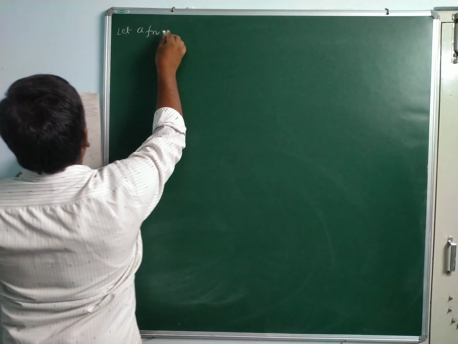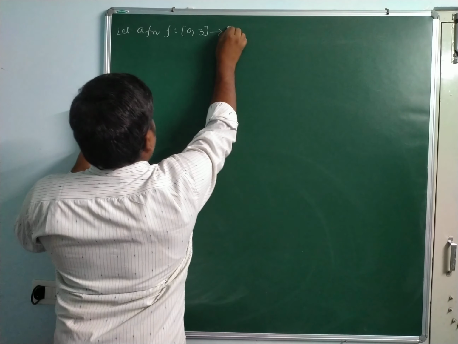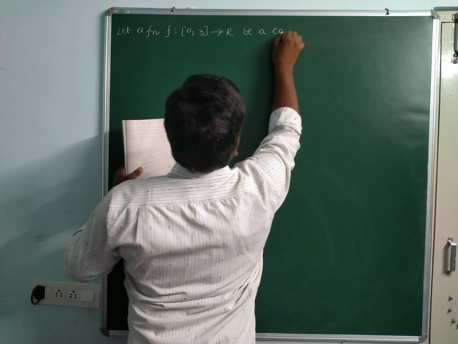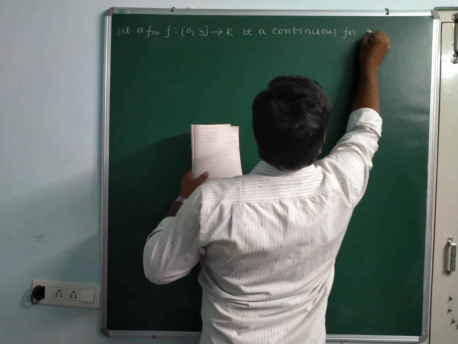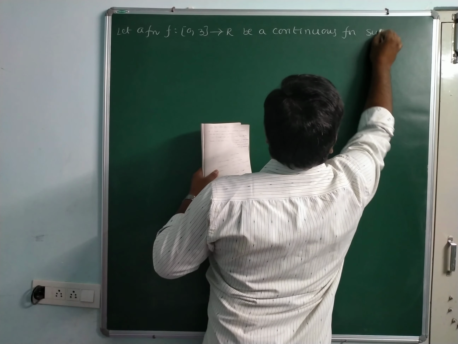The next question is like this. Let a function f, which maps from the closed interval [0, 3] to R, be a continuous function such that f of 1 is equal to 3, and capital F be defined as capital F of x is equal to integral 1 to x t square into g of t dt, where g of t is equal to integral 1 to t f of u du.